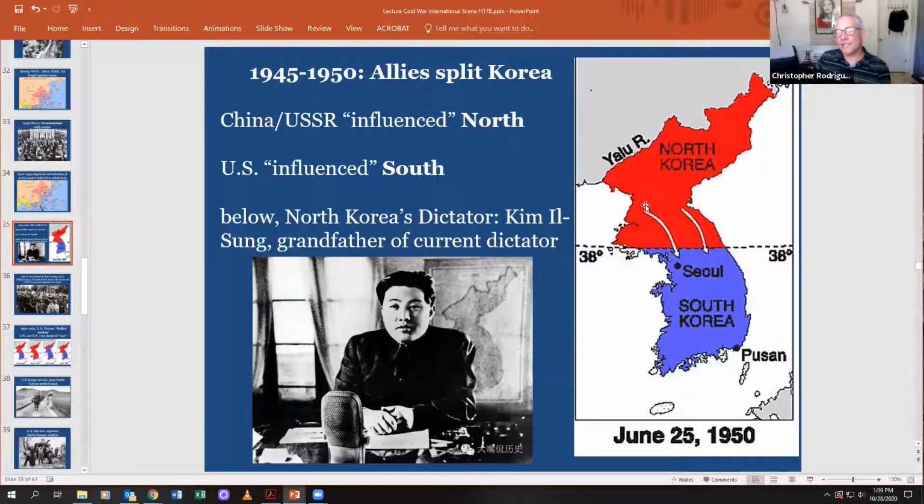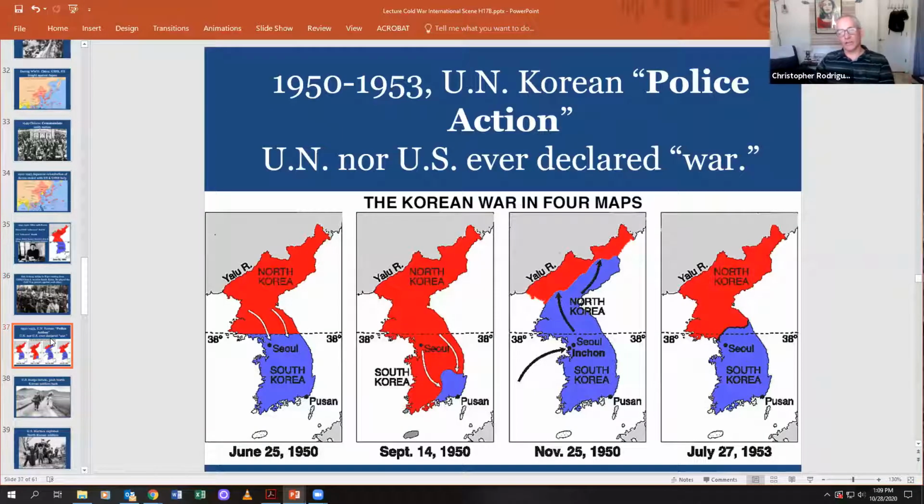So in June 1950, he invades. He and his soldiers invade South Korea and catch South Korea completely off guard. Look at June, July, August, September. Within less than 3 months, North Korean soldiers control all this area right here.